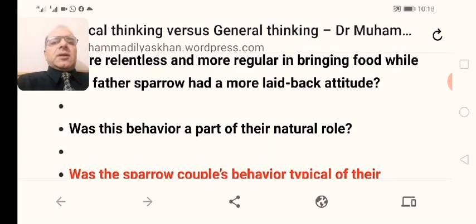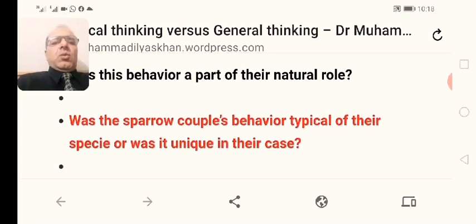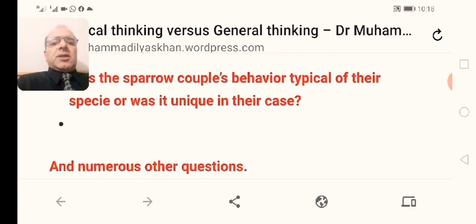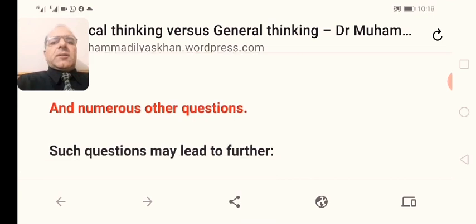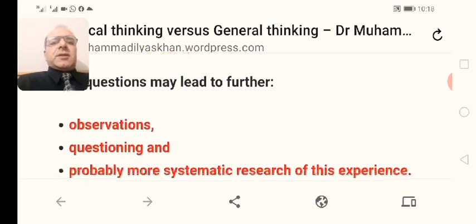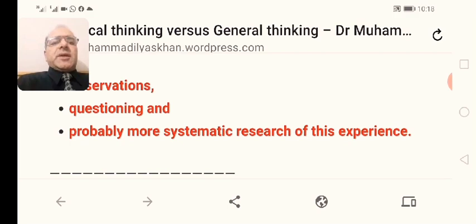Secondly, they might also think, was this behavior a part of their natural role as father and mother? Was the sparrow couple's behavior typical of their species, or was it unique in their case? In other words, could this particular observation be generalized to other sparrows, or was it just unique to their case? And numerous other questions. There will be no end to questions if we think critically. Such questions may lead to further observations, questioning, and probably more systematic research of this experience.